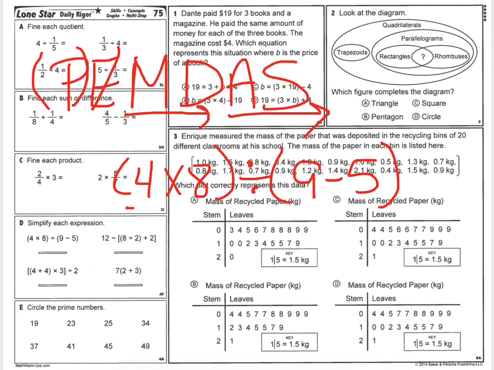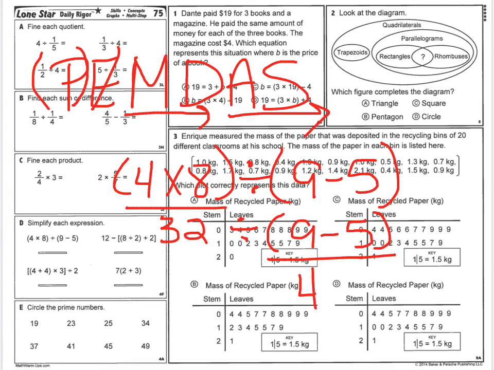Okay, so parentheses first. So I'm going to start with 4 times 8, which is going to be 32. So I did 4 times 8. I got 32. Now I bring down the rest of my problem. Okay, now this 9 minus 5 is in parentheses. So I underline 9 minus 5. If I have 9 and take away 5, I have 4. And then bring down 32 divided by 4. And then 32 divided by 4 is 8. So your answer is 8.